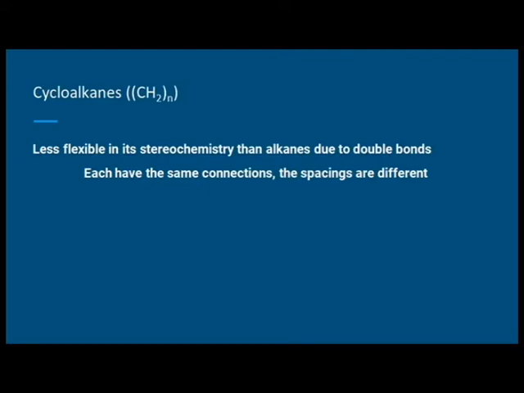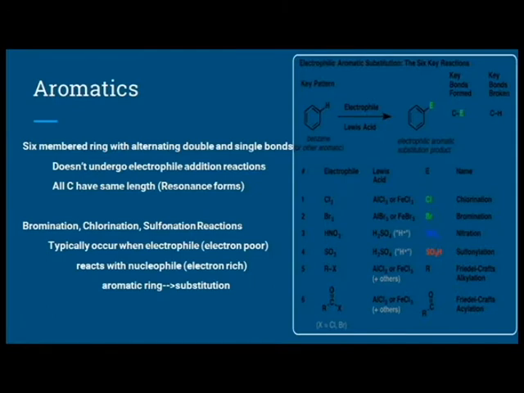Cycloalkanes, CnH2n, are less flexible than alkanes due to their stereochemistry. As a result, they tend to need higher temperatures and are more difficult to break. More difficult still are aromatics. They tend to have six-membered rings, such as benzene, and do not undergo electrophilic addition, which is shown on the slide.